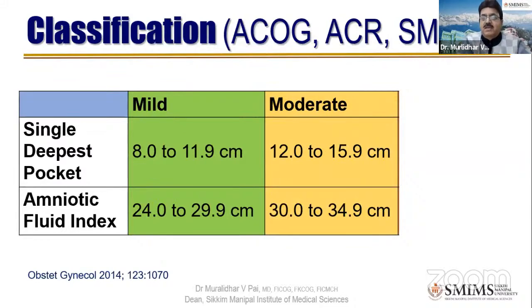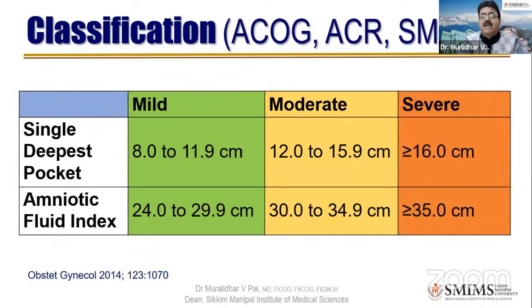It's a box of 4 each. Here you can see first 4, 8 to 12, and 12 to 16 in a way, 4. Whereas in the lower one, you are seeing initially a box of 6, and then it is 5, 30 to 34.9. The severe is anything more than 16 centimeters single deepest pocket.